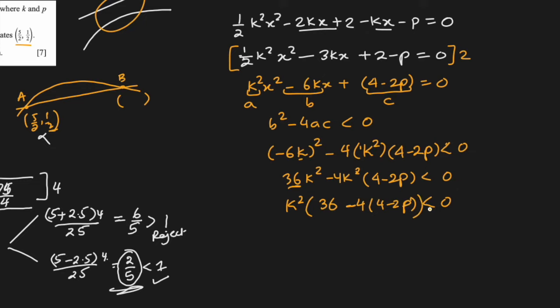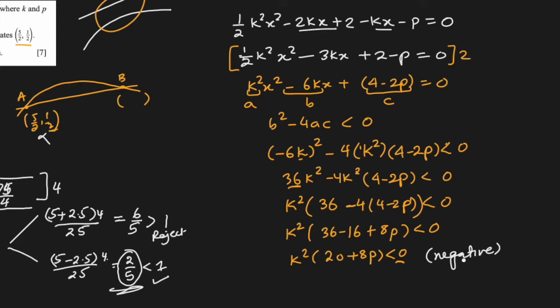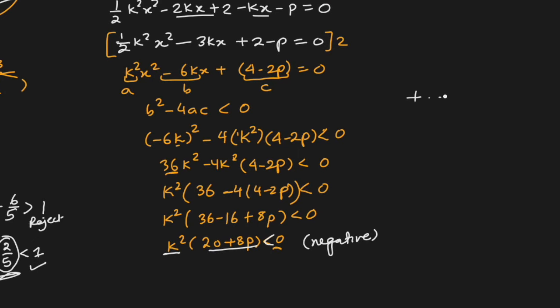Okay, so k square times 36 minus 16 plus 8p is less than 0. Okay. So k square times 20 plus 8p is less than 0. Less than 0 means negative. The multiplication of two parts, this and this, has to be negative. So when do we get the multiplication of two parts negative? Either plus multiplied by minus gives us negative, or negative multiplied by plus gives us negative, right?